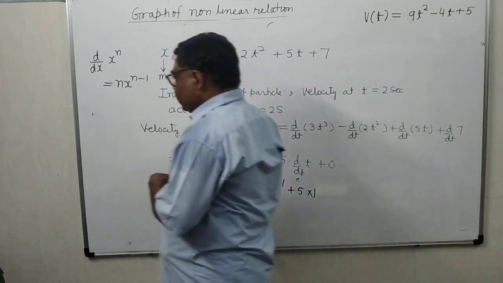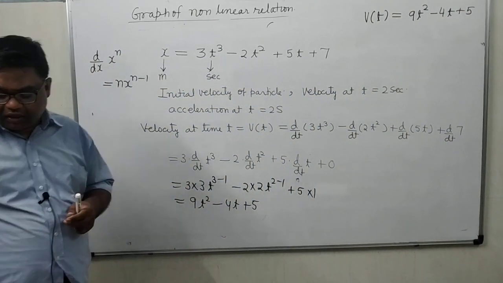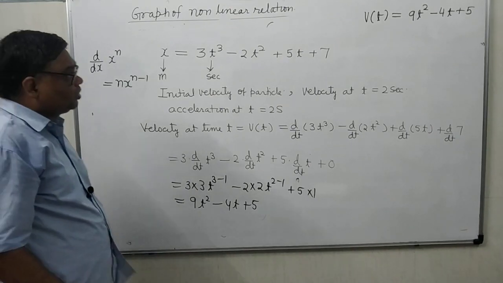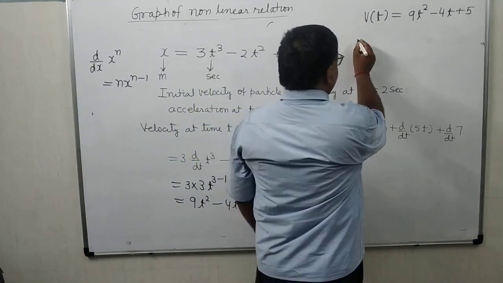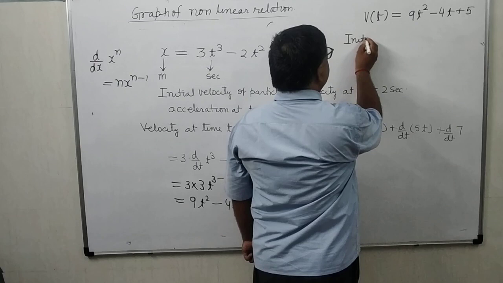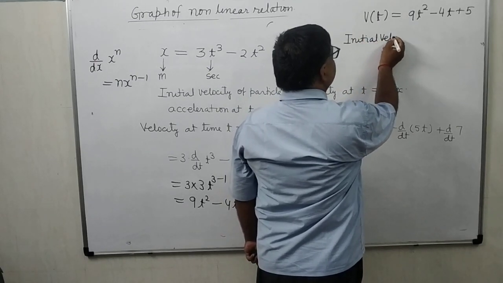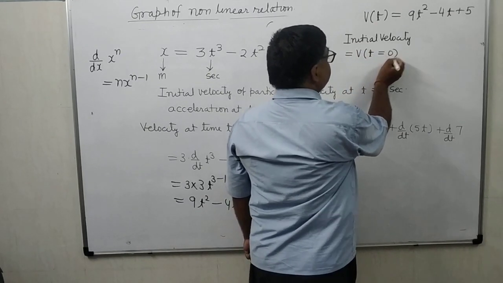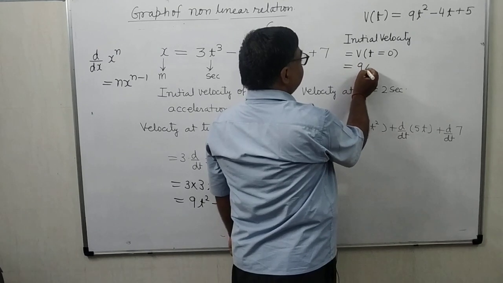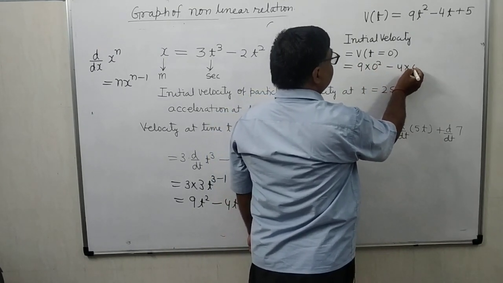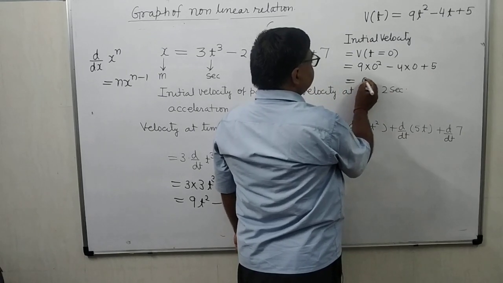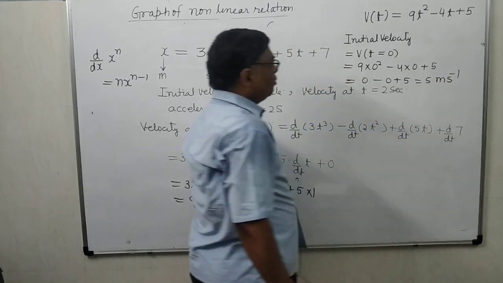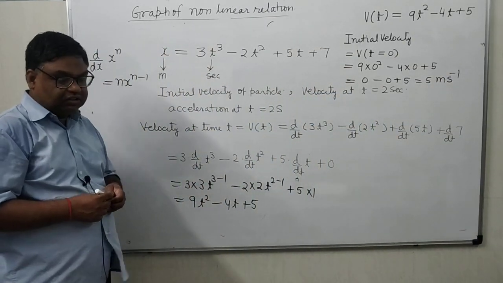But you have to determine the initial velocity. So how will you determine the initial velocity? Initial velocity means the velocity at time t equals to 0. So see here, initial velocity equals v at t equals to 0. So you substitute 9 into 0 square minus 4 into 0 plus 5. So it will be 0 minus 0 plus 5, that is equal to 5 meter per second. This will be the initial velocity.